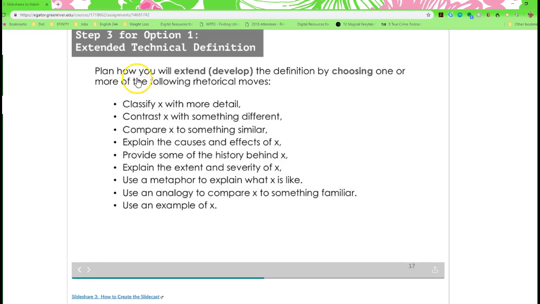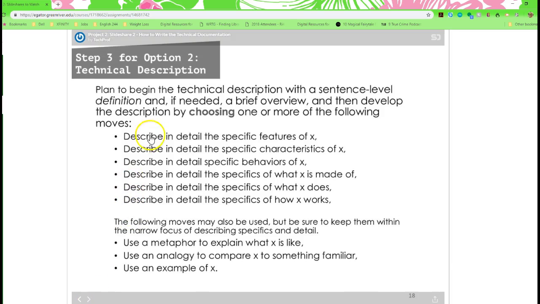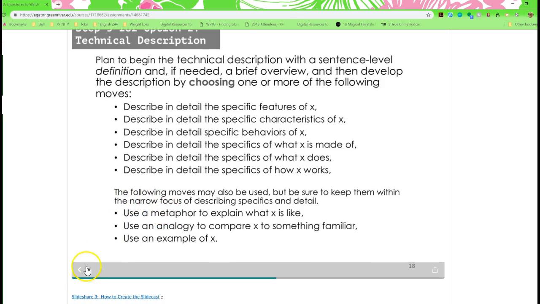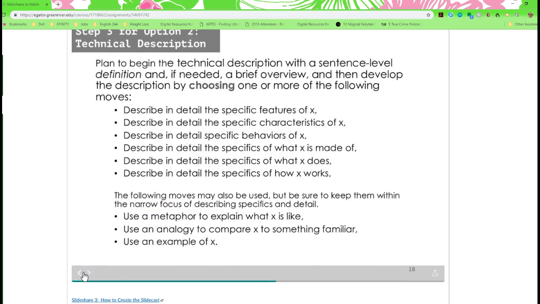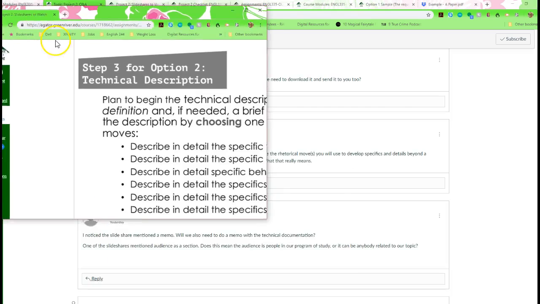So plan how you will develop the definition by choosing one or more of the following rhetorical moves. Classify X with more detail, contrast X with something different, compare X to something similar. Like if you're doing elephants, which you're not going to do, compare an elephant to something similar, or explain the causes and effects of X. That's what I mean by that. That's a good question, and I'm glad you asked that. And the same for technical descriptions. So what I'm asking is on 17 and 18 of SlideShare 2. I hope that clears that up.